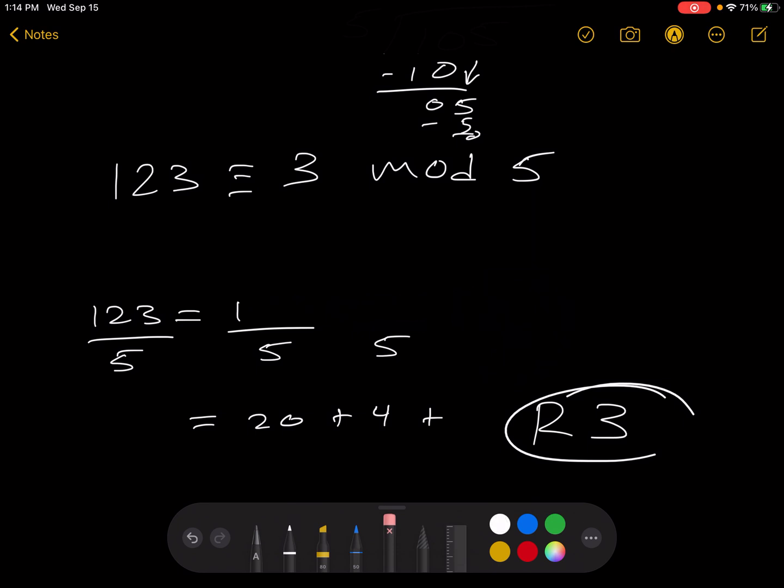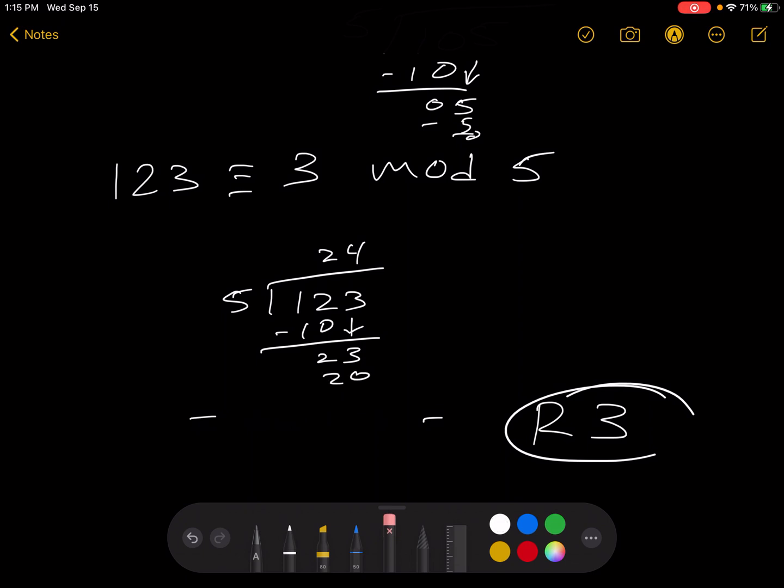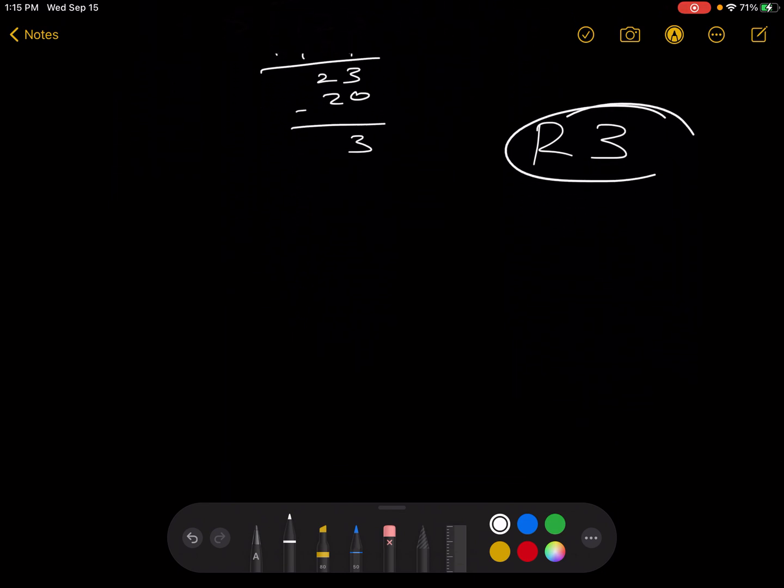We can verify this real fast. 123 divided by 5. 5 times 2 is 10. Subtract, you get 2. Bring down the 3. 5 times 4 is 20. Subtract, you get 3. Remainder is 3. That's your answer.